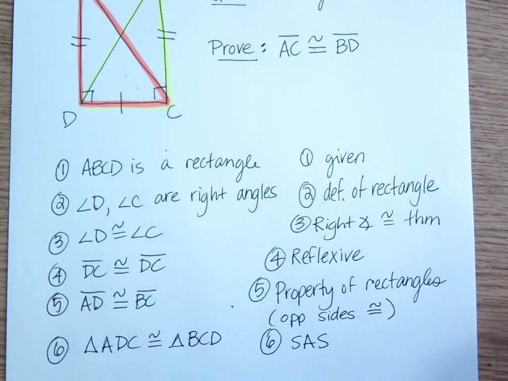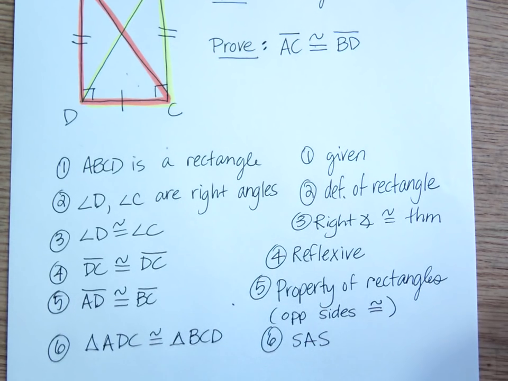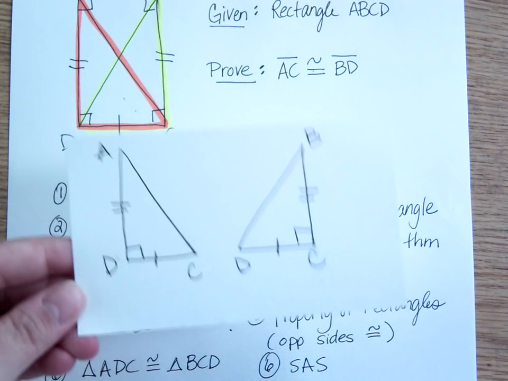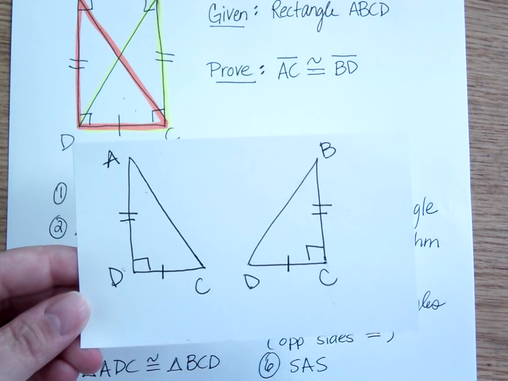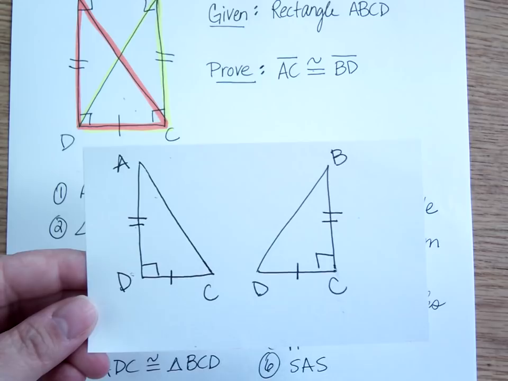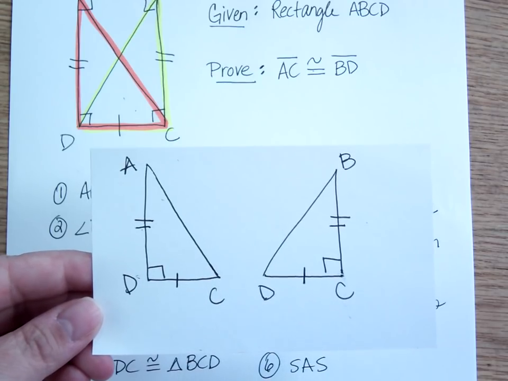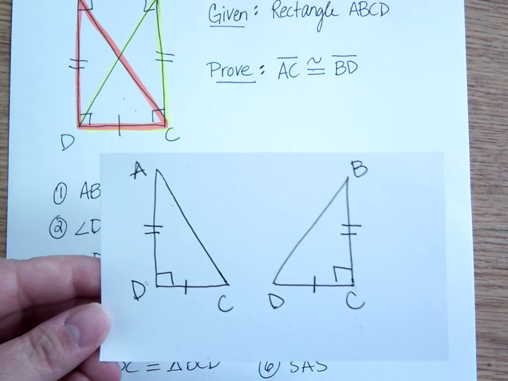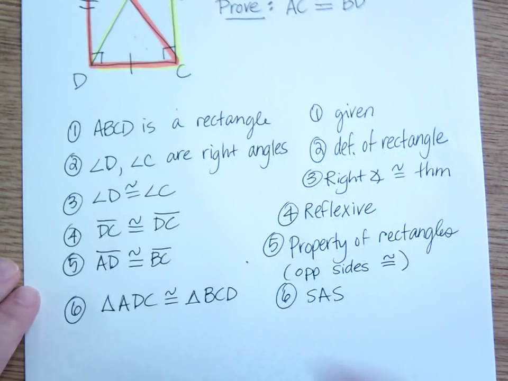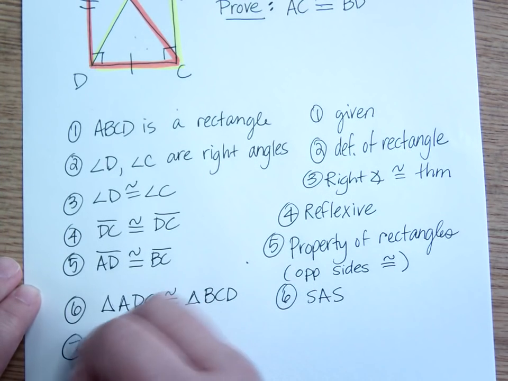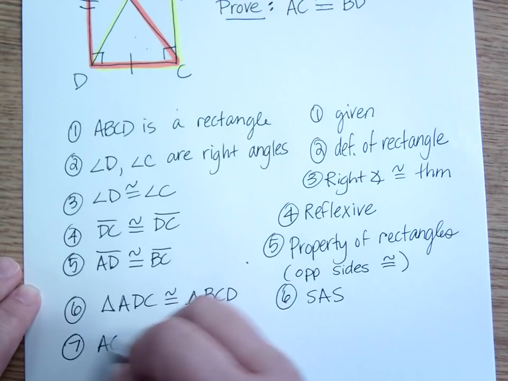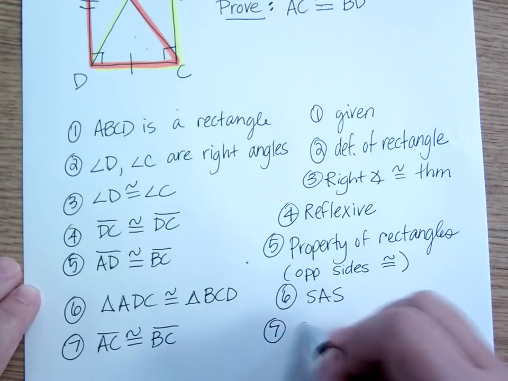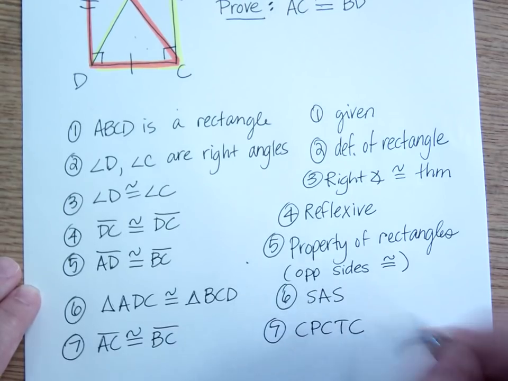But we're not done, because that's not what we're trying to prove. We're trying to prove that these sides that don't show anything, the hypotenuses of those two right triangles, are congruent. Well, now we know that they are because they're corresponding parts of two triangles that we already know are congruent. So by corresponding parts of congruent triangles are congruent, which is otherwise known as CPCTC, I can tell you that those parts have to be congruent.